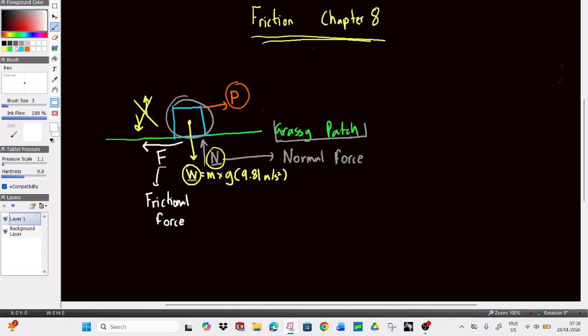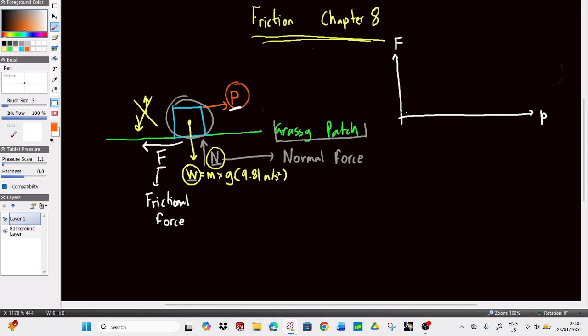Okay, so here's the thing. Your frictional force, as we mentioned earlier, is related to P. If I were to draw a little graph relating P and F.